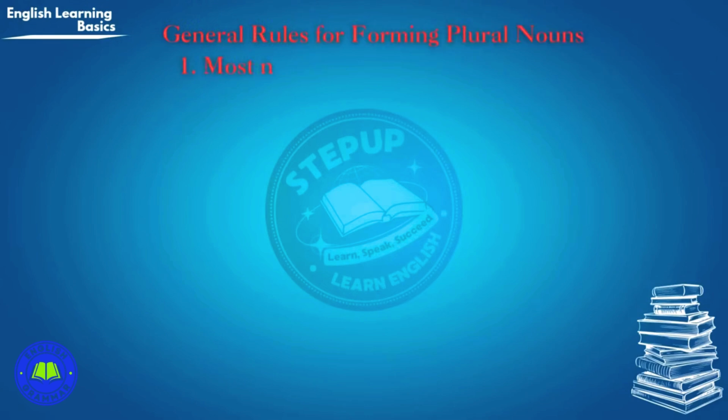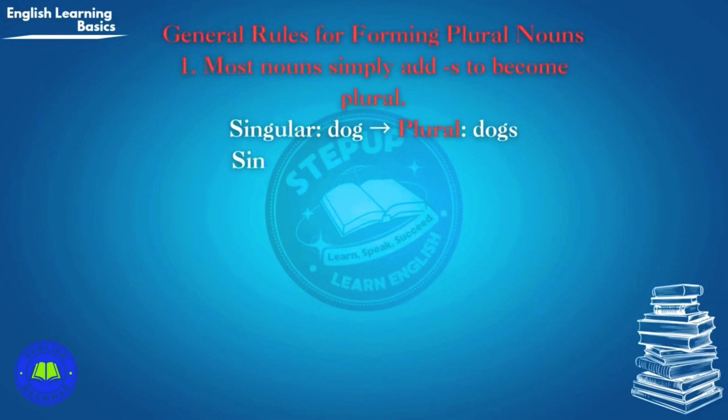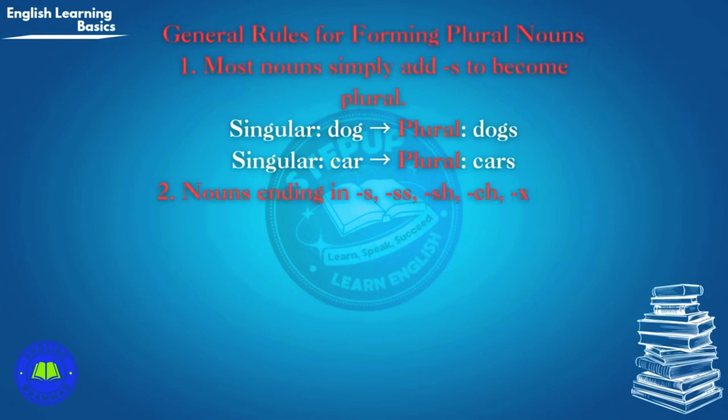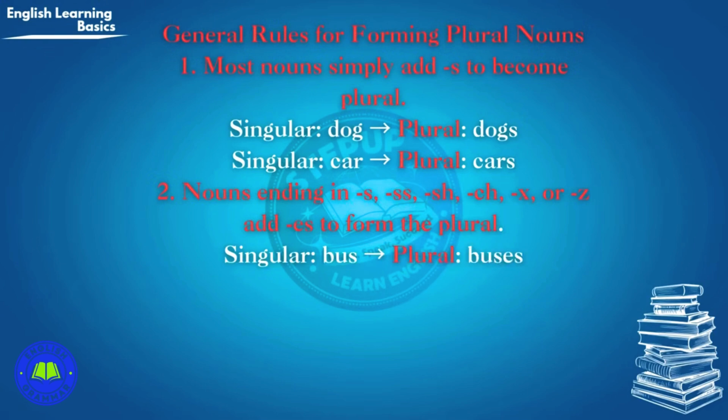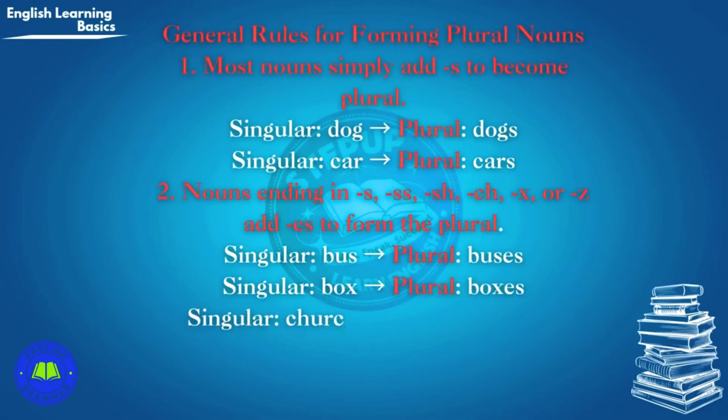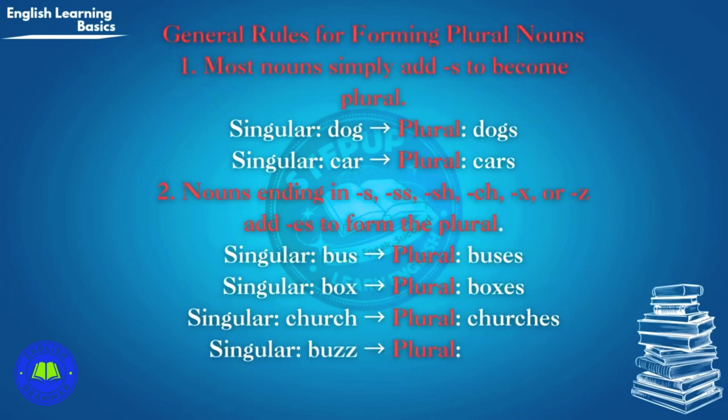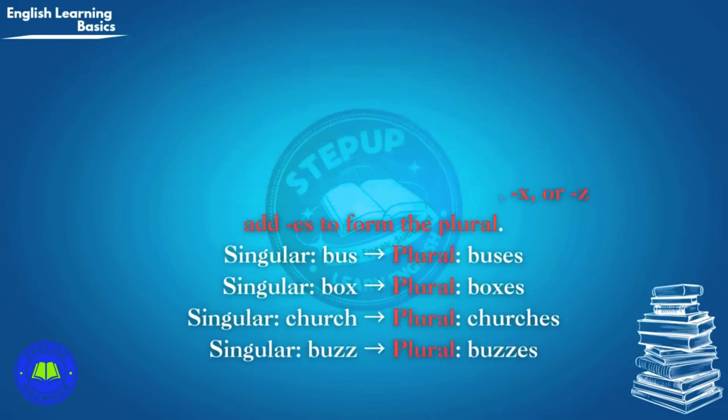General rules for forming plural nouns. 1. Most nouns simply add s to become plural. Singular, dog; plural, dogs. Singular, car; plural, cars. 2. Nouns ending in s, ss, sh, ch, x, or z add es to form the plural. Singular, bus; plural, buses. Singular, box; plural, boxes. Singular, church; plural, churches. Singular, buzz; plural, buzzes.